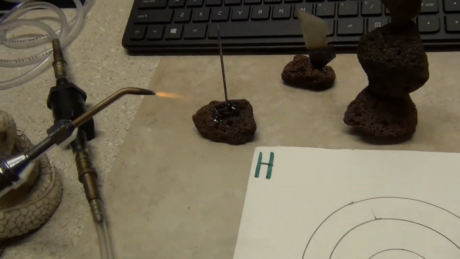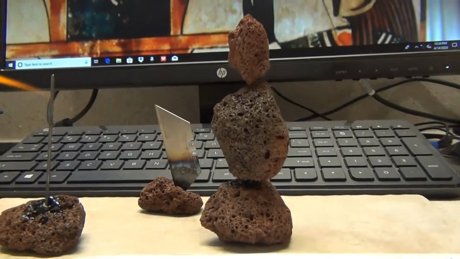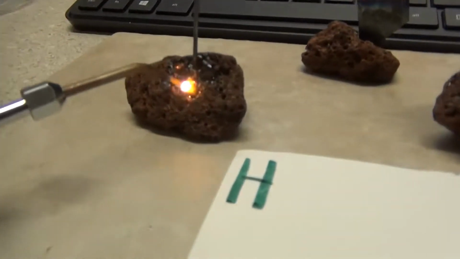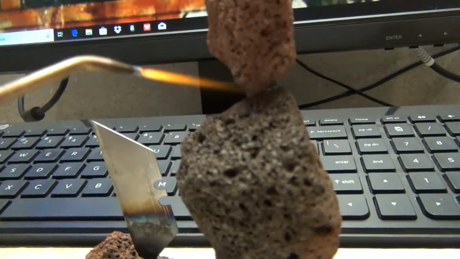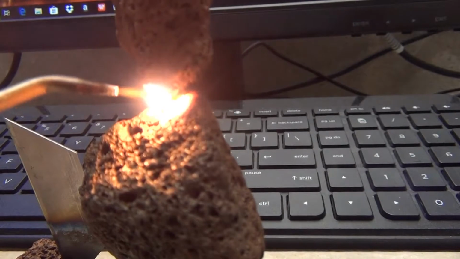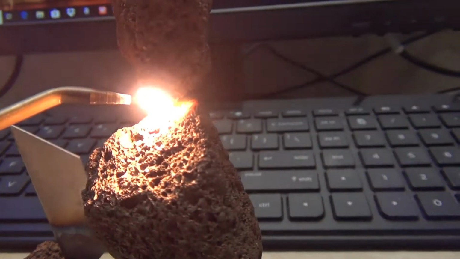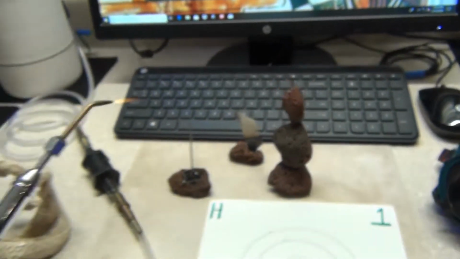Don't forget this. Use your goggles if you ever go welding these rocks together like this. It's very bright. This is how I did it, so you can get really close up in there and just weld them together. It's pretty amazing, huh?